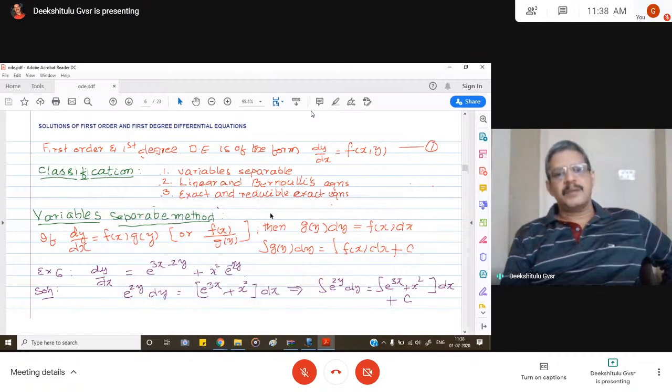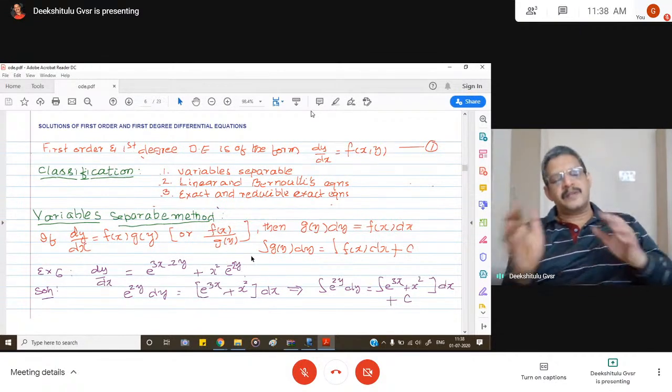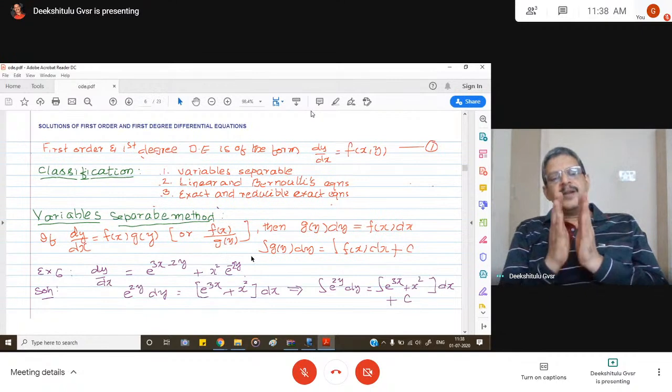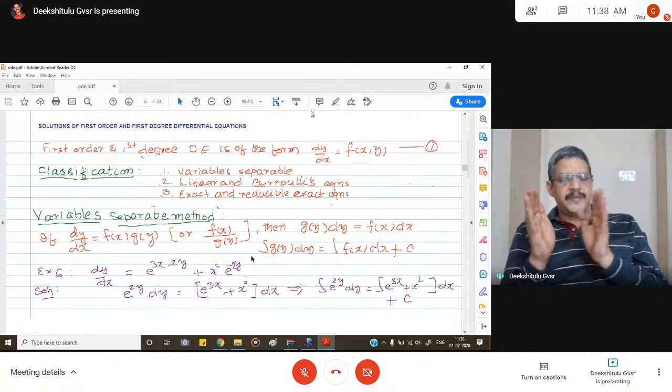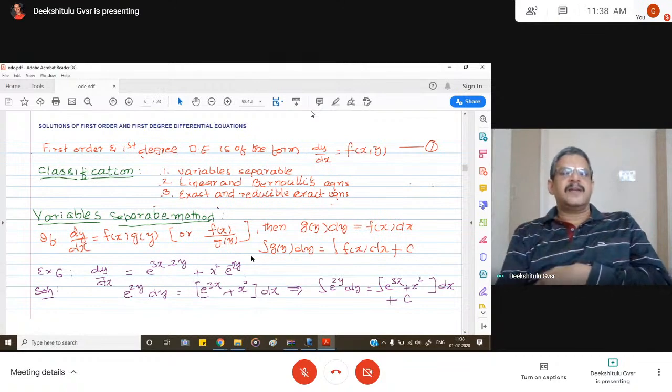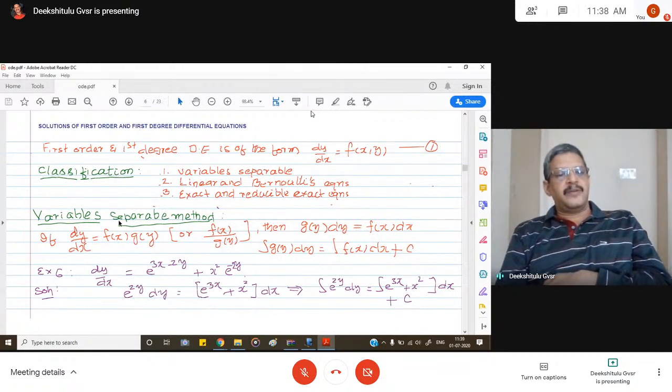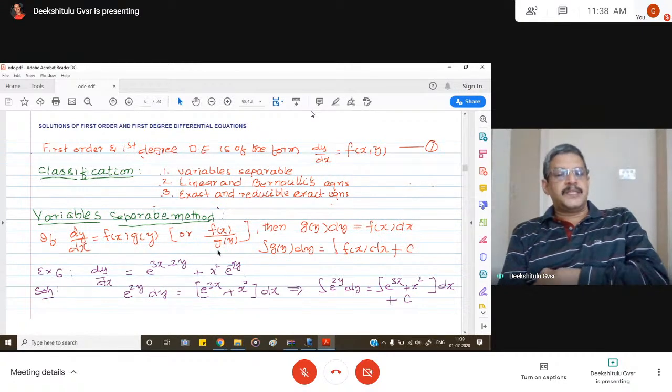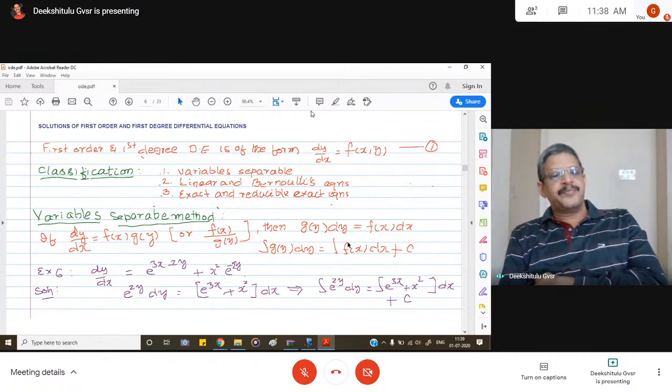So what is the variable separable method here? Again, it depends on the function. If dy by dx is equal to f of x into g of y, or f of x by g of y, that means terms of x can be separated from terms of y. Then such a differential equation is said to be in variable separable form.